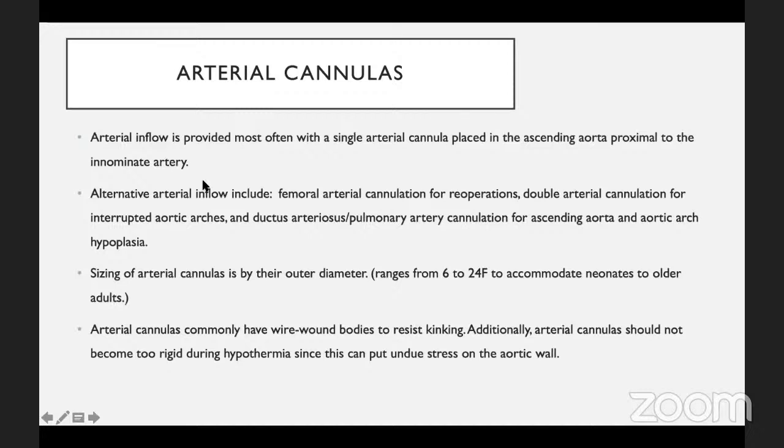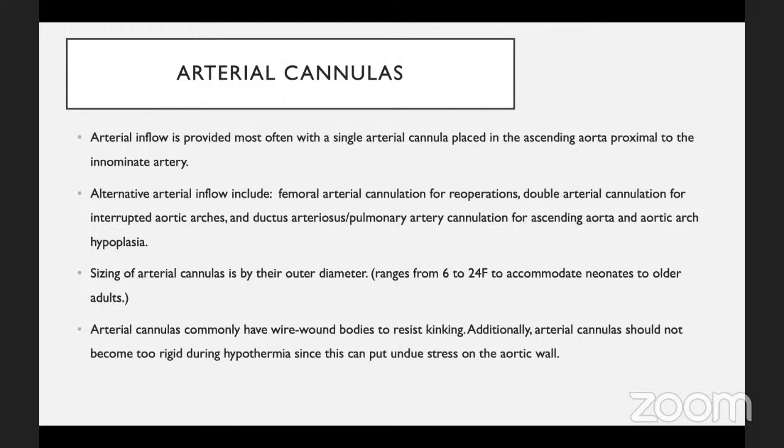The arterial cannula: arterial inflow is provided most often with a single arterial cannula placed in the ascending aorta proximal to the innominate artery. Alternative arterial inflow includes femoral artery cannulation for reoperation, double arterial cannulation for interrupted aortic arch and ductus arteriosus, and pulmonary artery cannulation for ascending aorta and aortic arch hypoplasia.